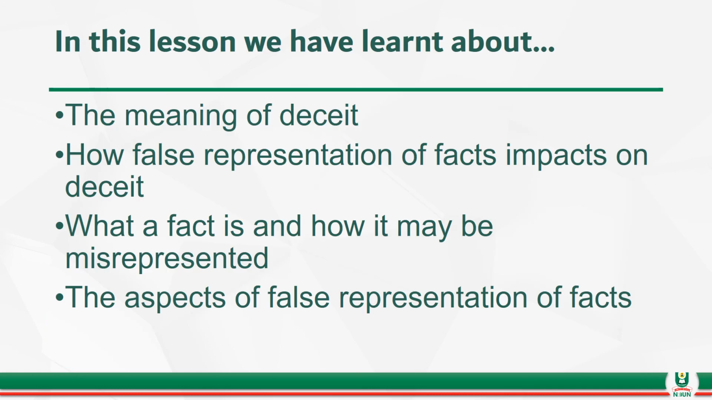So we have come to the end of this lesson, and in this lesson we have mainly learned what we mean by deceit, the elements of deceit, the locus classicus for deceit, and the connection between misrepresentation of fact and deceit. We have also learned the aspects of misrepresentation of facts and exception to the rule on silence.